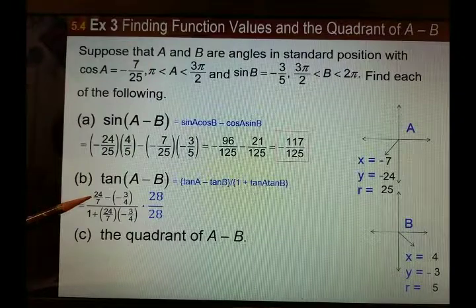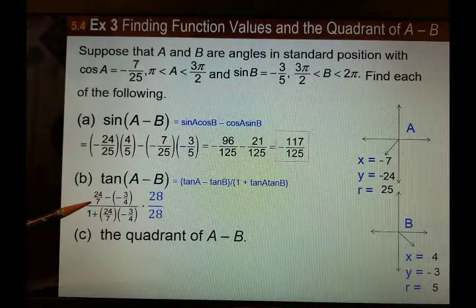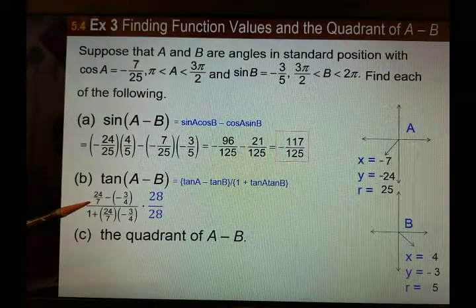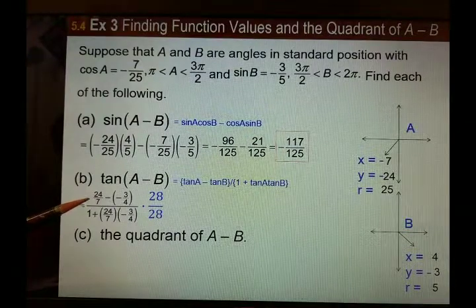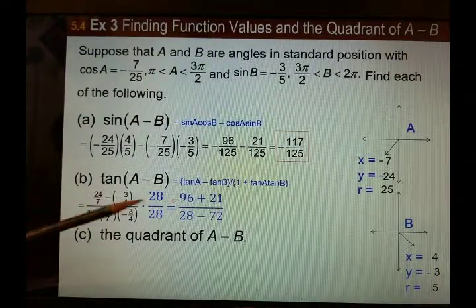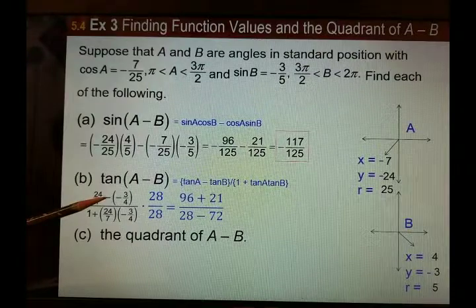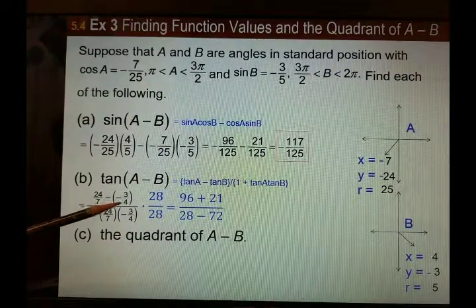So again, 24 over 7 times 28. Well, how many times does 7 go into 28? That goes 4. So then I just need 4 times 24. That's where the 96 comes from. Then this minus and that negative becomes positive.